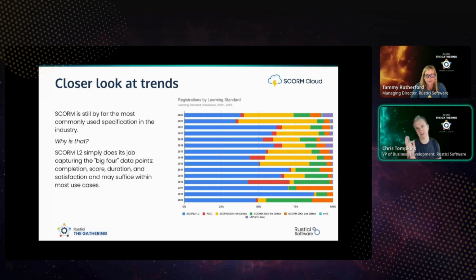CMI5 and xAPI are on the right-hand side of this. And I find it really interesting. Tammy, I think you and I were noticing the purple line started to peak in 2019. And I think we were pushing a lot of data forward. We were helping a lot of folks innovate. And then COVID hit. And we started to see a shift into, hey, future learning is great, but we need to do things now. And doing things now meant SCORM was plug and play ready.